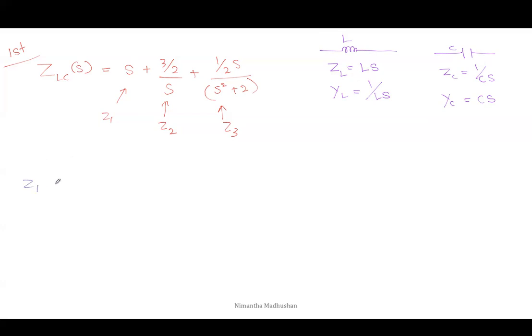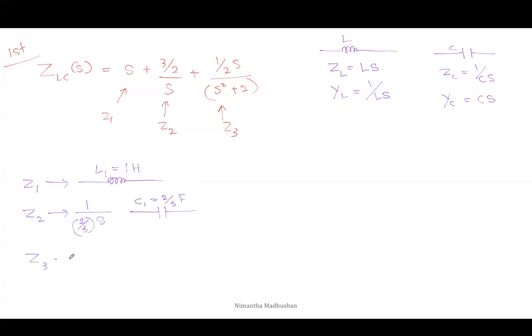If we consider Z1, it is equal to s. That means it is an inductor. L1 value is 1. Z2 is similar to a capacitor. I can rewrite this as 1 over (2 over 3)s. Then it is a capacitor. C1 value is 2 over 3 farad.